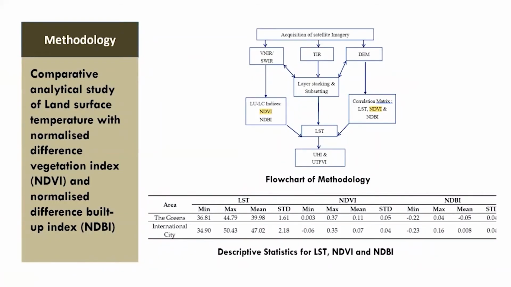So the methodology included the acquisition of the satellite imagery, to understand the correlation matrix of the land surface temperature, NDVI and the NDBI. These are two components which we have tried to compare, where NDVI is the Normalized Difference Vegetation Index and NDBI is the Normalized Difference Built-up Index. And we had to run through a series of statistics to compare these two factors.